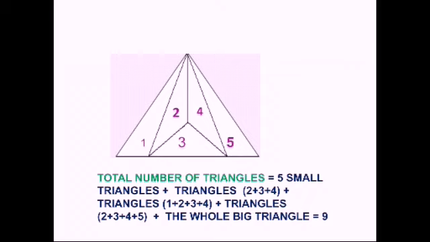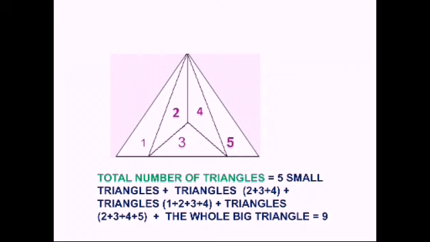Now look here, a triangle is given. Here I have marked the smaller triangles with 1, 2, 3, 4, 5. So as per the diagram, we can see there are 5 small triangles, right? Now you have to look at the combinations of the smaller triangles, means if we add any two triangles, are we getting any bigger triangle?